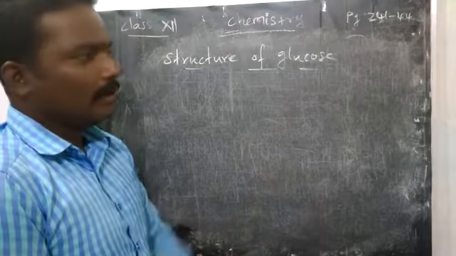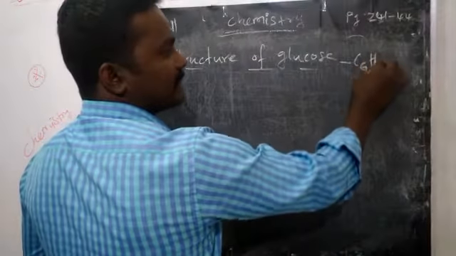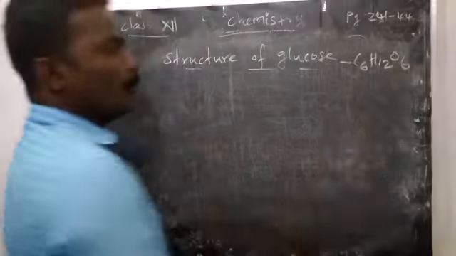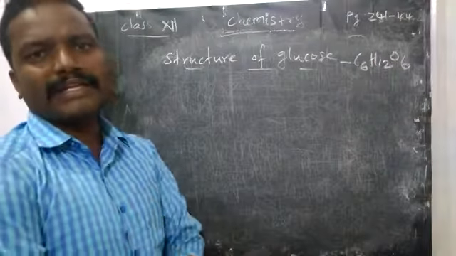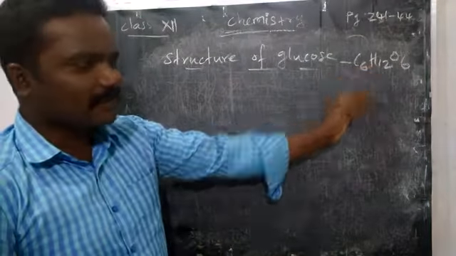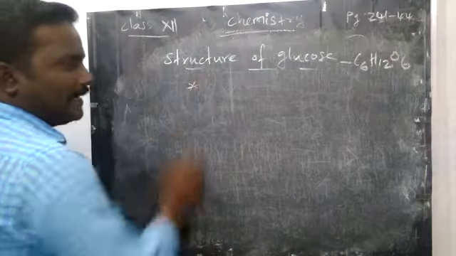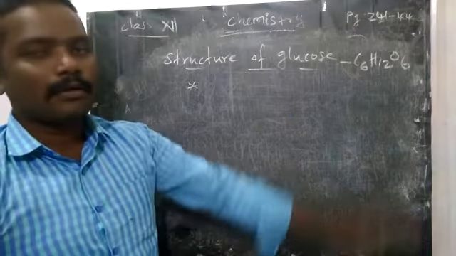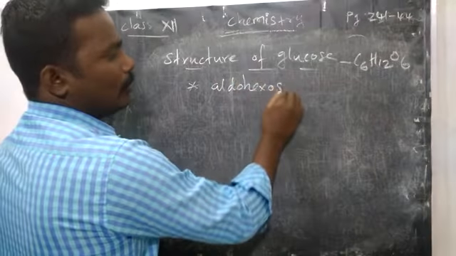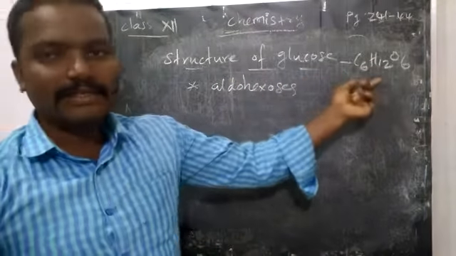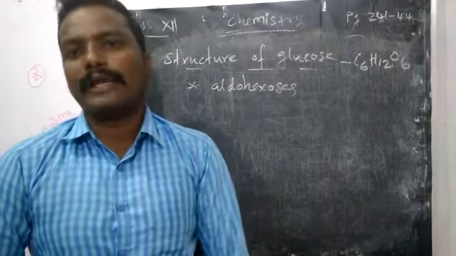First let me tell what the molecular formula for glucose is. C6H12O6. Okay, so C6H12O6, how are they bonded to each other? Here, some specific characters of glucose we'll see first. First one is that it is a kind of aldohexose. Why is this called aldohexose? Hexane means 6 carbon, and the aldehyde functional group is present. So we can say aldohexose.